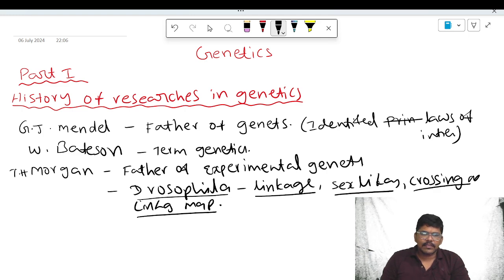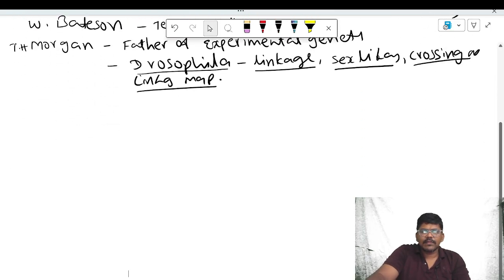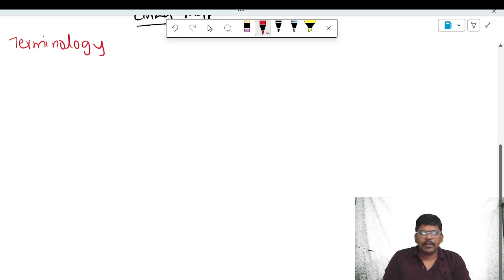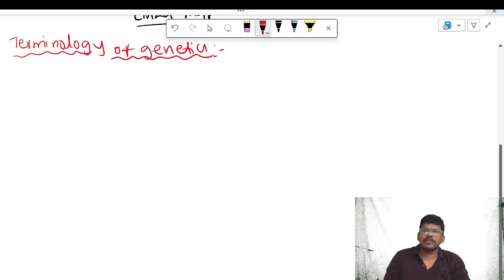These are the different scientists that we can observe in genetics. After that, we have to see the terminology of genetics. If you want to understand the genetics topic, we should know the different terminology that we will use in genetics. One by one we will discuss.